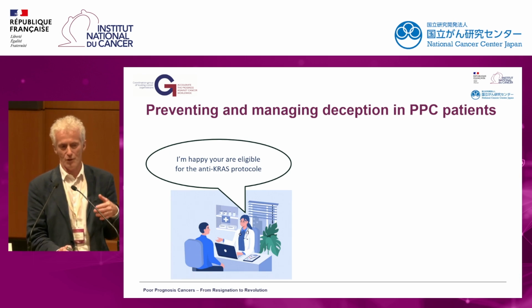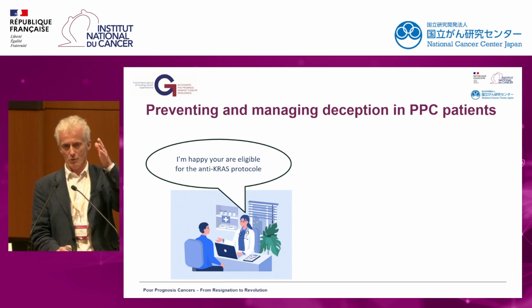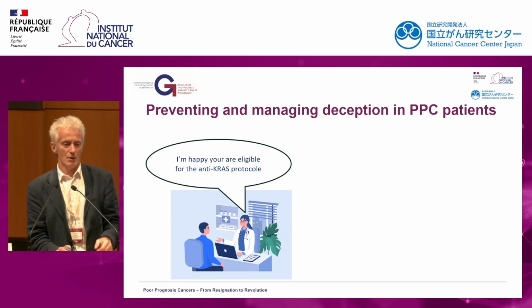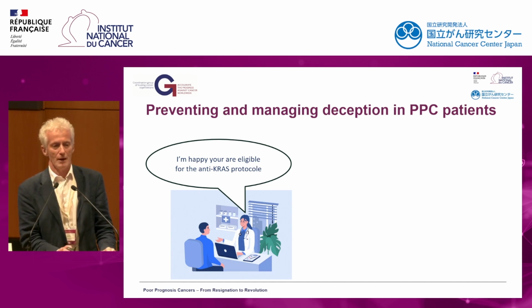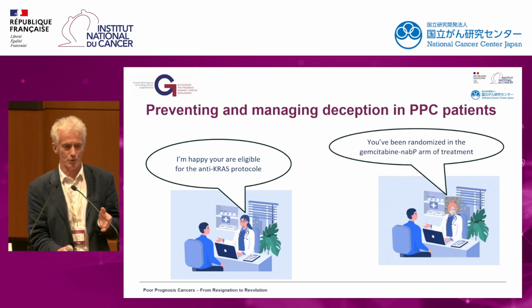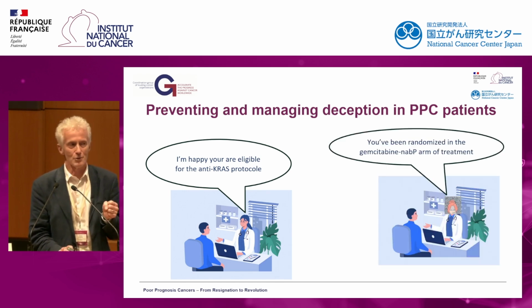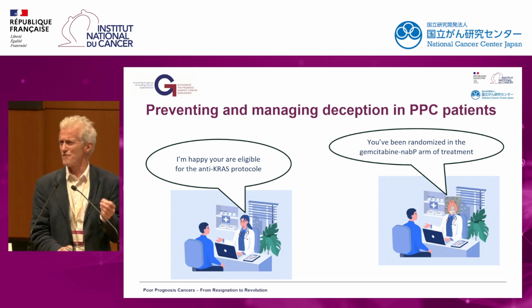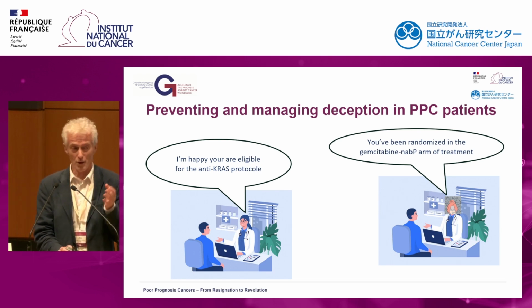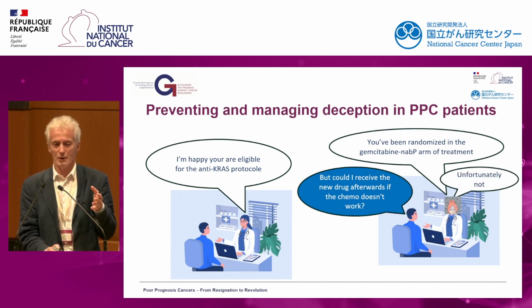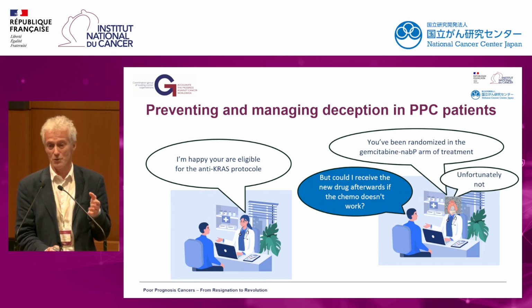Exactly the same for the anti-KRAS protocol. We randomize between chemo and the new drug, daraxonrasib. And I'm happy to tell you that you are eligible for this protocol. You can enter the protocol. Finally, you have been randomized to the control arm with chemotherapy. The patients are very disappointed. They cry in the consultation room. Okay, could I receive the new drug afterward if the chemo doesn't work? No, it's not possible. There is no crossover.